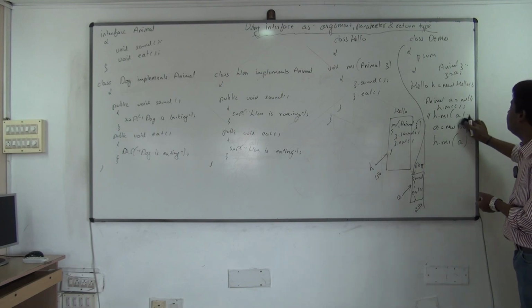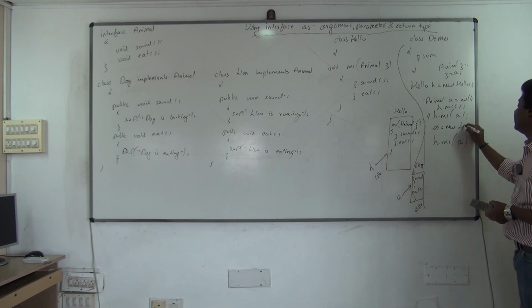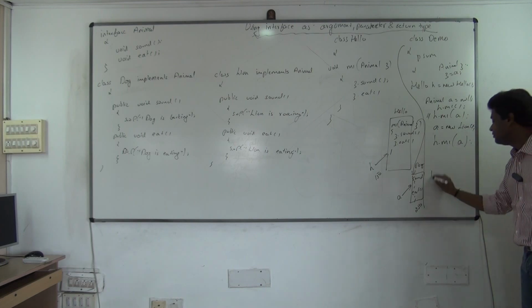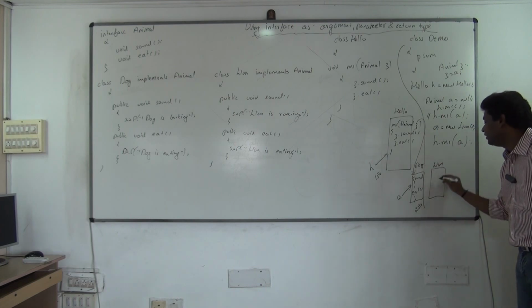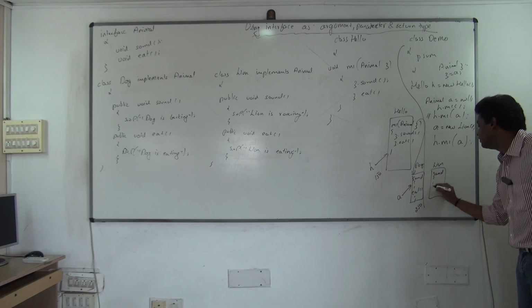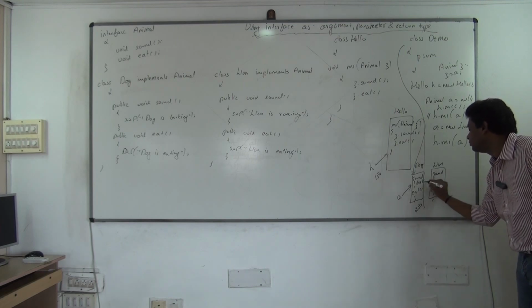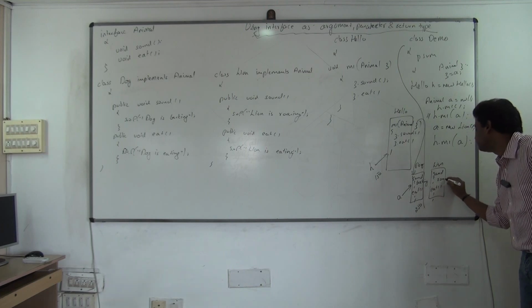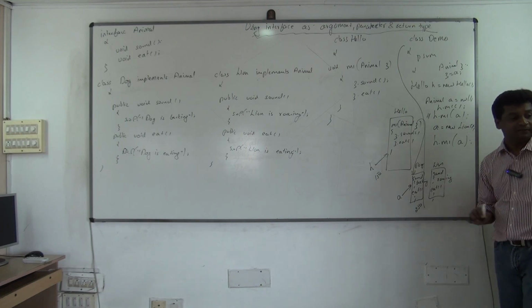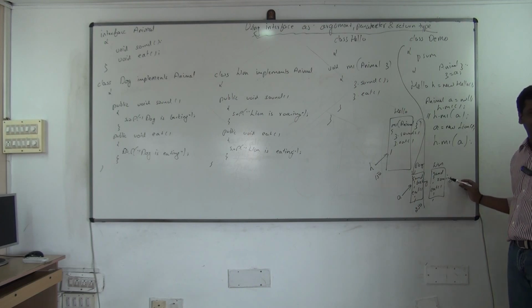Now, next, I don't want to send dog object. I can send what? Lion. Fine. Now, which object has got created? Lion object. What are the members? Sound. Eat. But here, sound is barking. But here, sound is roaring. Means the implementation is different. The implementation is different. Yes or no?